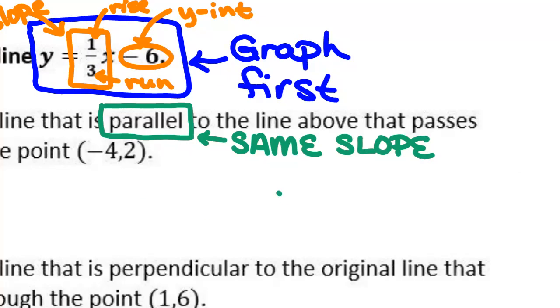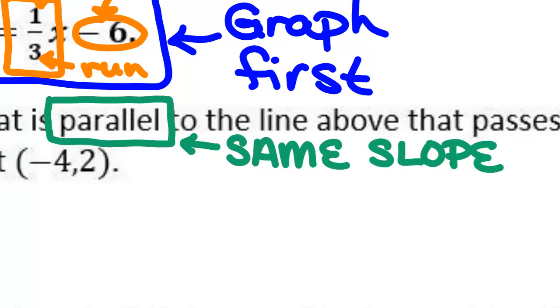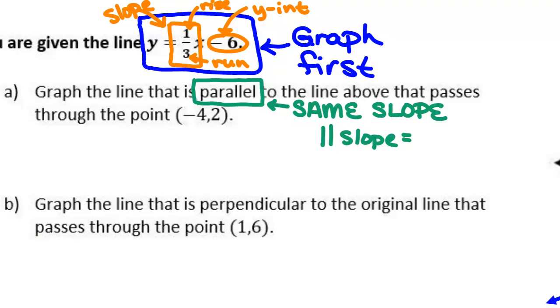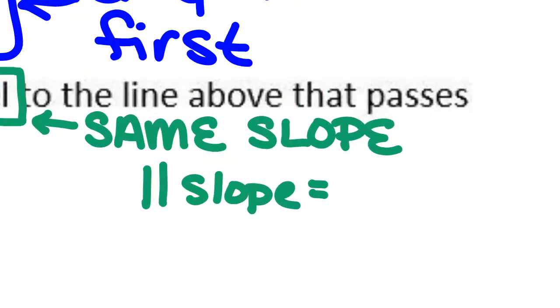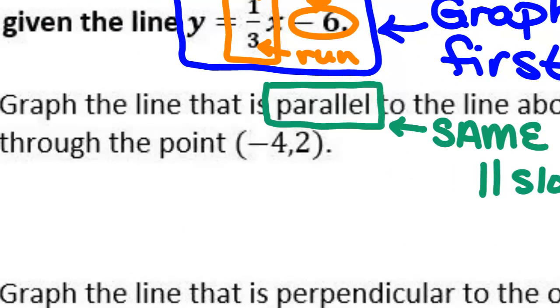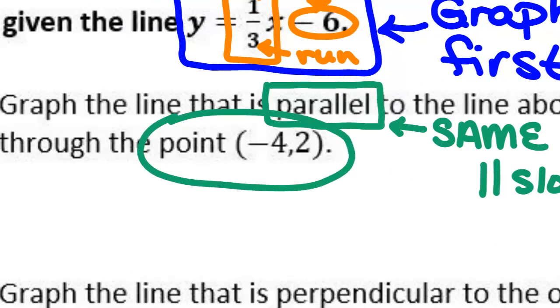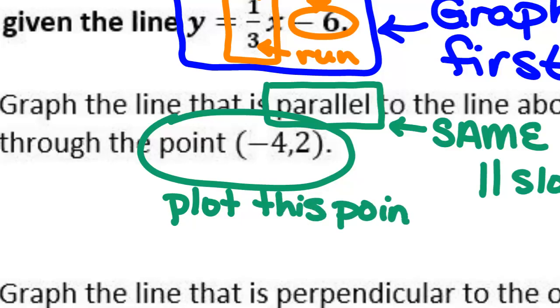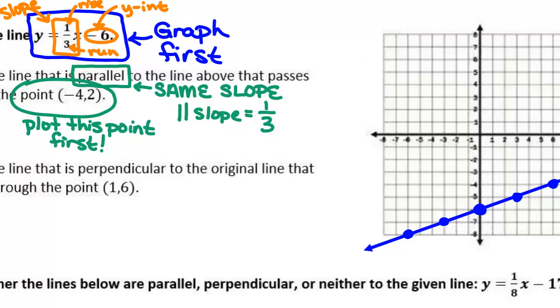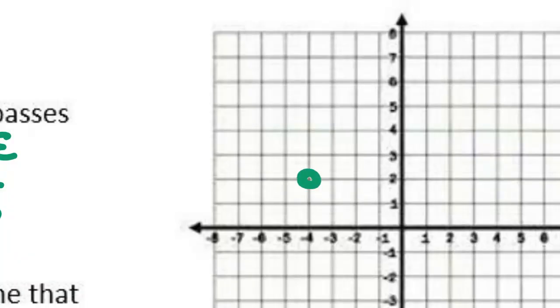So what will the slope be here then? If I need it to be the same as the line above, what will the slope be? 1/3. My slope will be 1/3. I want it to go through this point right here, so we plot this point first. -4, 2 is right here.